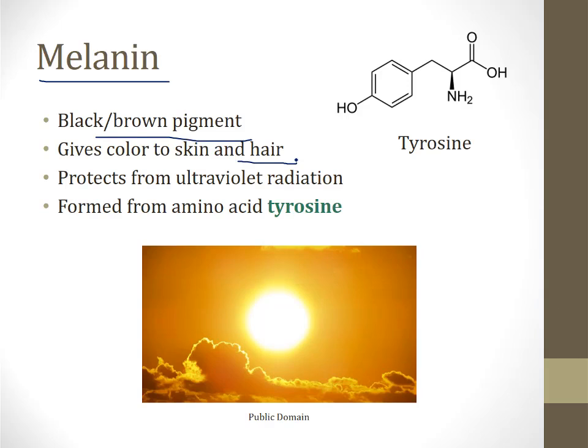And in the skin, its role is to protect the skin from damage by ultraviolet radiation, like the type that comes from the sun. And it's high yield for your board exams to know that melanin is synthesized from the amino acid tyrosine. This is the structure of tyrosine shown on the screen here, and multiple tyrosine molecules are modified and linked together in order to produce the pigment melanin.